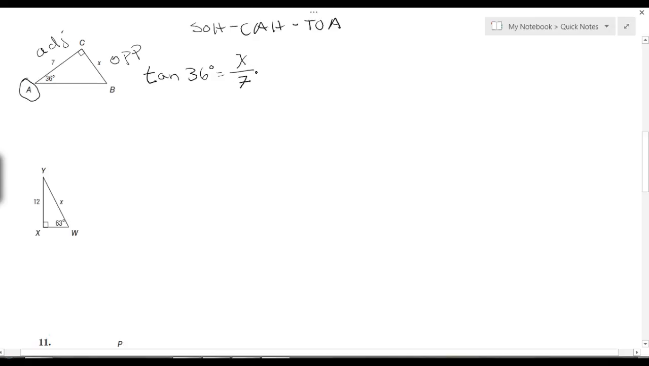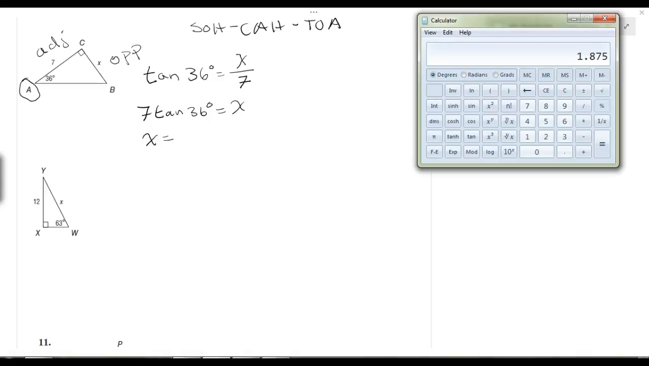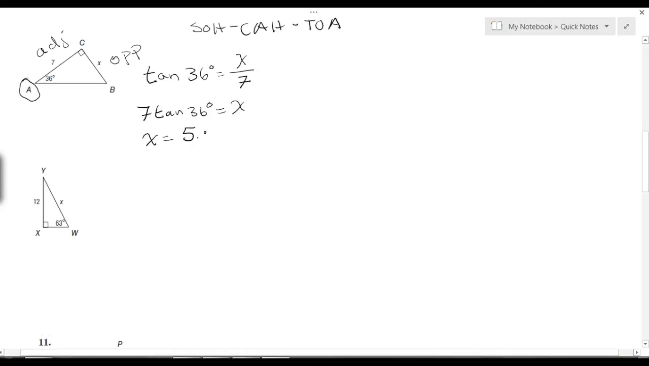And then I'll go ahead and multiply each side by 7 to get the x all by itself. So 7 times the tangent of 36 degrees equals x. So to find x, I'm going to go ahead and put that in my calculator. Just a reminder, things are put in my calculator in a slightly different order than they're put in your calculator. So I'm going to put in 36, find my tangent of it, and then I'm going to multiply that by 7. And that equals 5.1, which seems like a very reasonable size based on the way that my picture looks. So x equals 5.1.